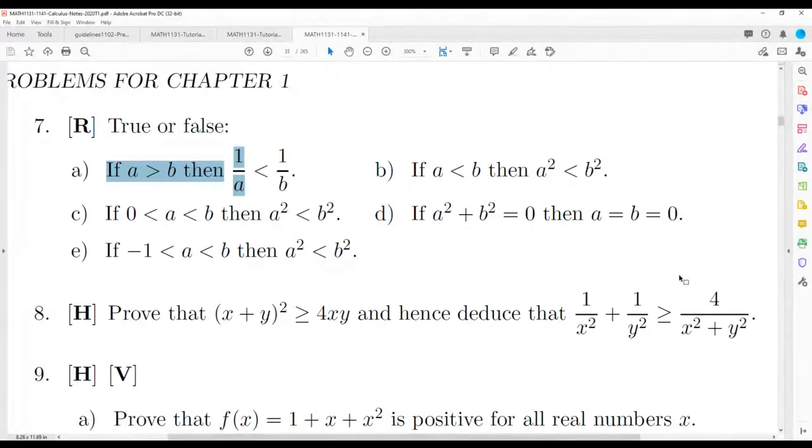Yeah, and you can modify it, Maximilian. You're right. You can modify it and get it to work. Okay. What about part B? If A is less than B, then the square is less than the square of B. Is that true or false?